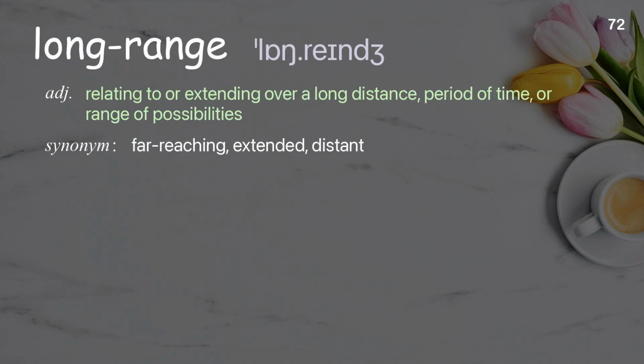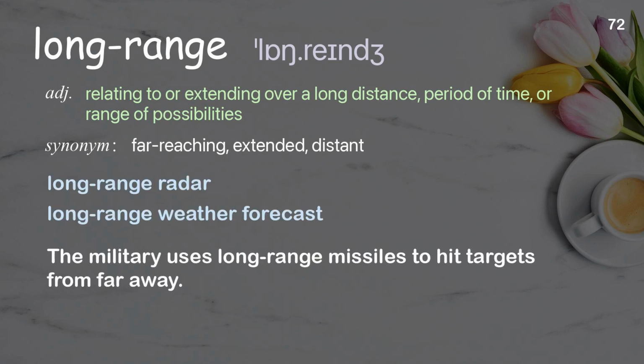Long range. Relating to or extending over a long distance, period of time, or range of possibilities. Examples: Long-range radar. Long-range weather forecast. The military uses long-range missiles to hit targets from far away.